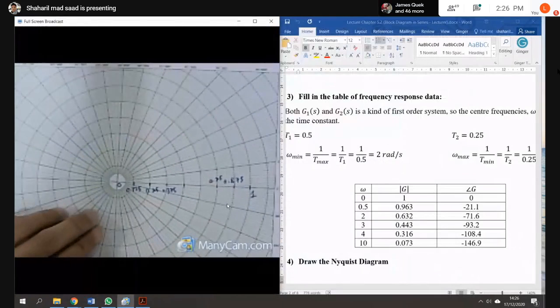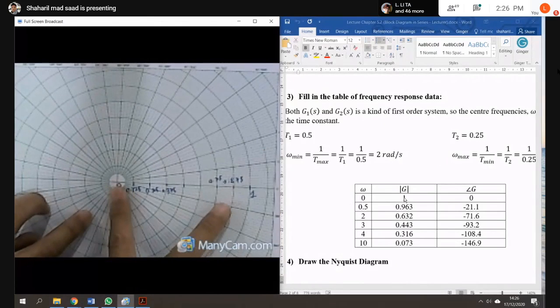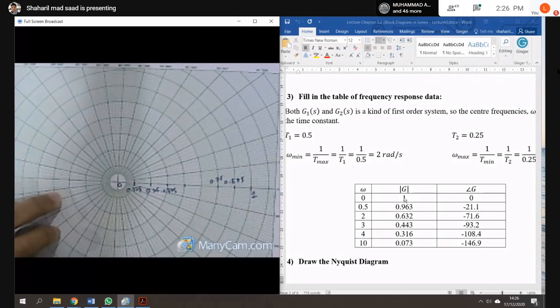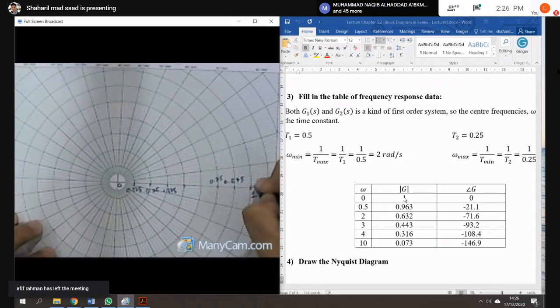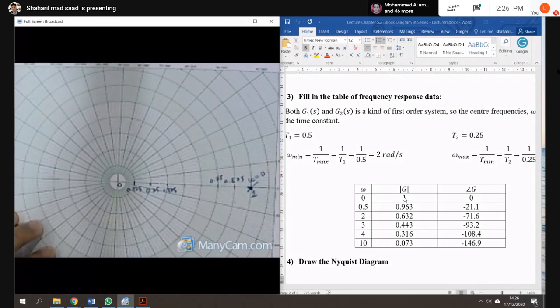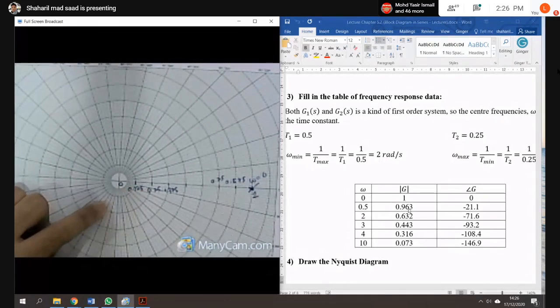Okay, done. We're going to plot the first point at omega equal to 0. The magnitude we got is 1. So the magnitude is here, from 0 until 1. We got the first plot, which is here. You just make a cross here. This one is omega equal to 0, and the magnitude is 1. Okay, done. And then omega equal to 0.5.